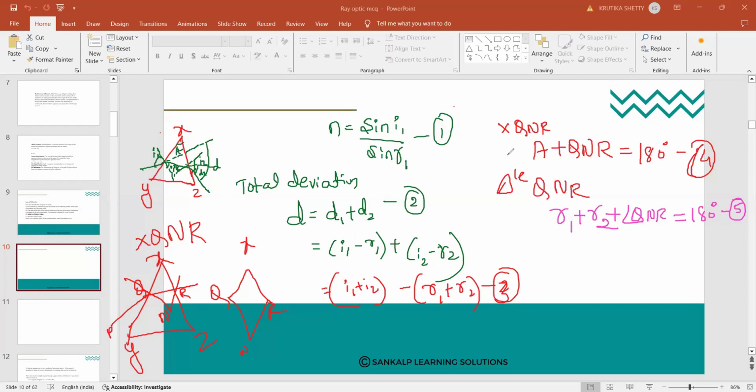Now if you consider the quadrilateral, the sum of the opposite angles is equal to 180 degrees. Hence A plus QNR is equal to 180 degrees. Now if I consider the triangle QNR, you can see triangle QNR in the figure. According to it, the sum of the interior angles is equal to 180 degrees. So this is our equation 5. Please copy down till equation 5. If there is any doubt about how a step came, please ask.